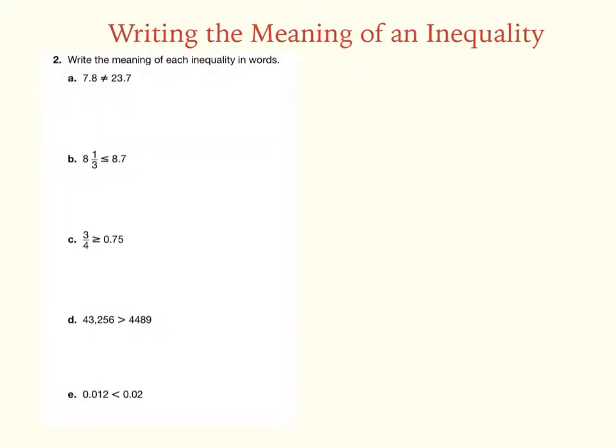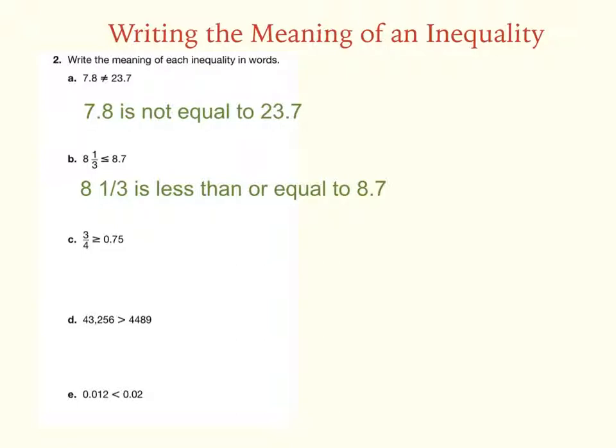Now let's write the meaning of inequalities out into words. So we're doing the opposite of what we did on the previous slide. So this first one is saying 7 and 8 tenths is not equal to 23 and 7 tenths. Question B says 8 and 1/3 is less than or equal to 8 and 7 tenths. Why don't you stop the video now and try C, D, and E on your own, and then restart the video.